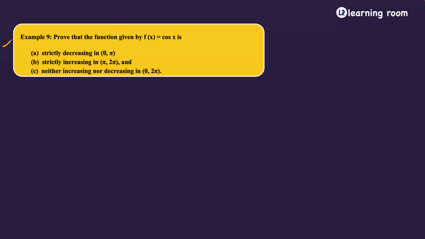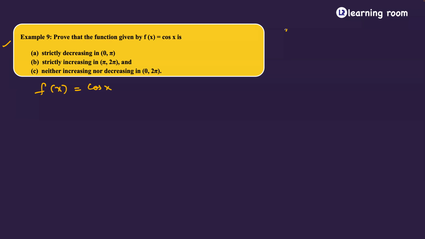So example number 9. Prove that the function given by f of x is equal to cos x is strictly decreasing on 0 to pi, strictly increasing on pi to 2 pi, and neither increasing nor decreasing between 0 to 2 pi. So what is the function here? f of x is equal to cos x.